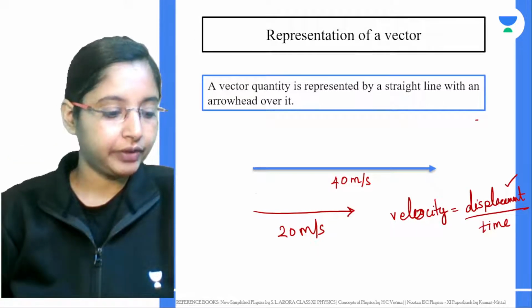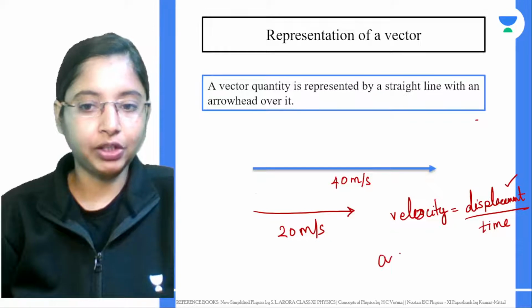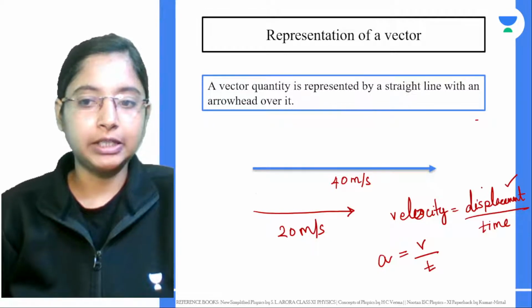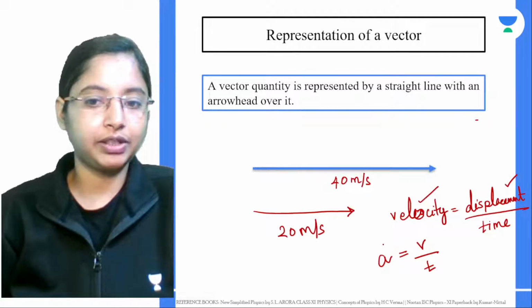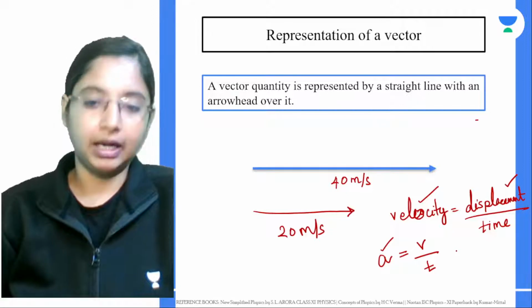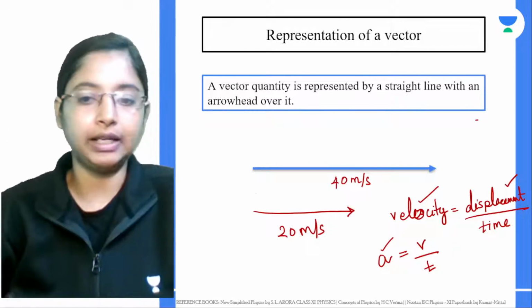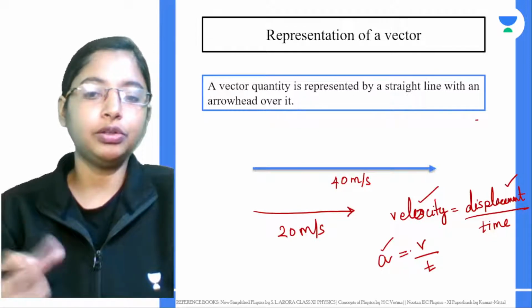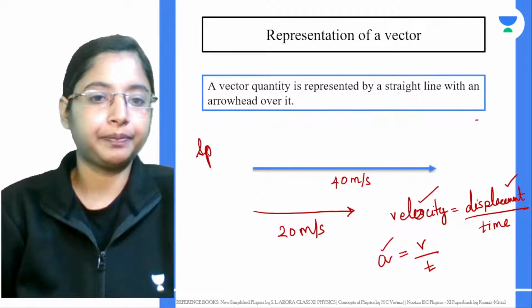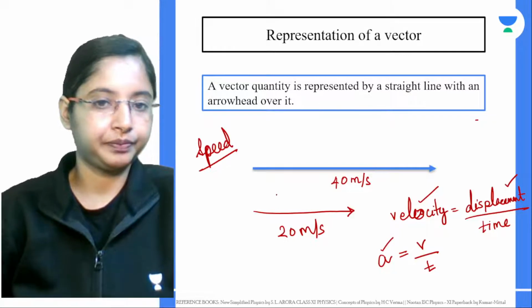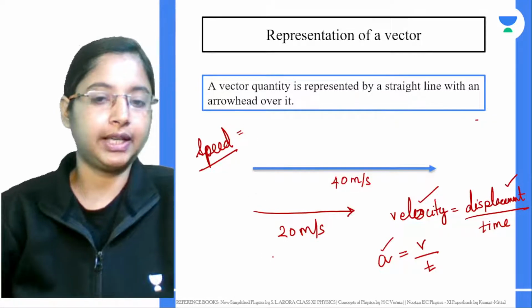Okay. And Ridhima, acceleration, when you're talking about acceleration, that is again velocity by time. Displacement is a vector quantity, velocity is a vector quantity. So acceleration, because it's velocity by time, this is also a vector quantity. That is correct, Ridhima. Acceleration will again be a vector quantity. Okay. What do you think about speed? Is speed a vector quantity or a scalar quantity?